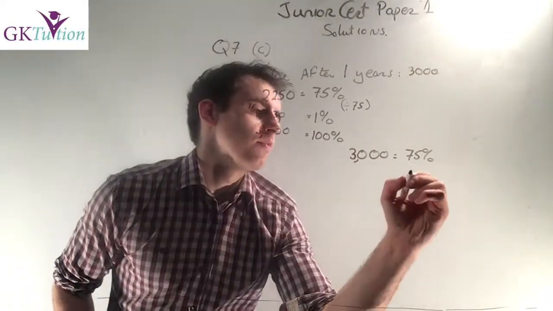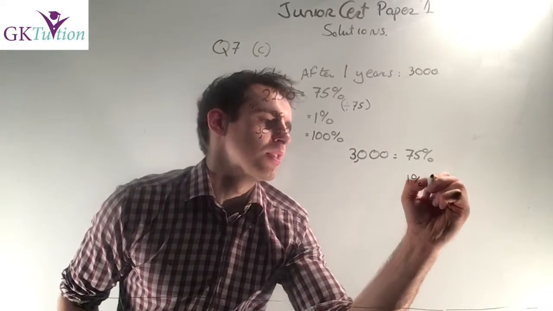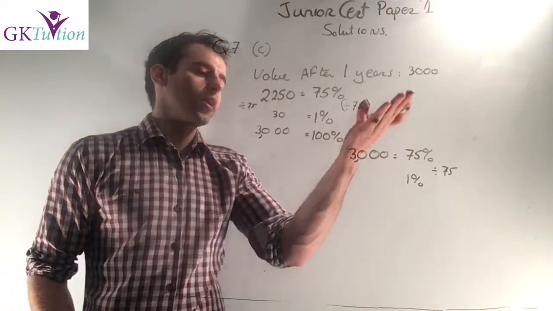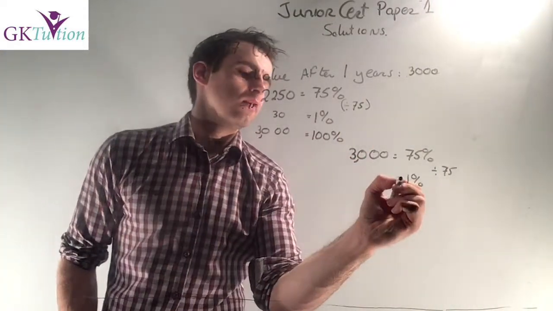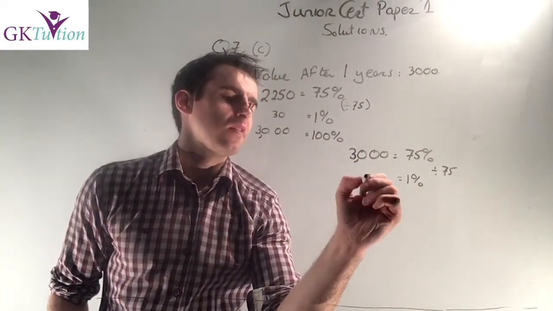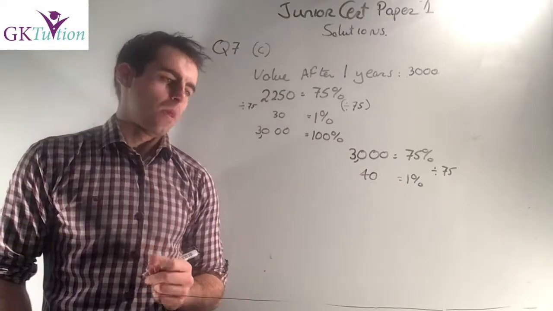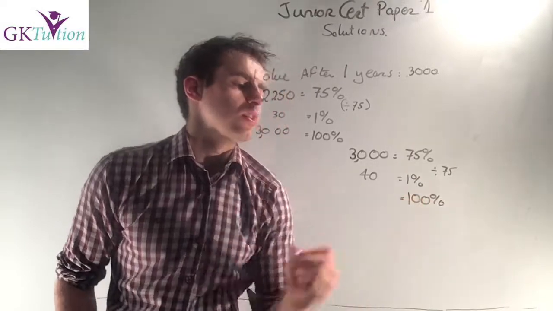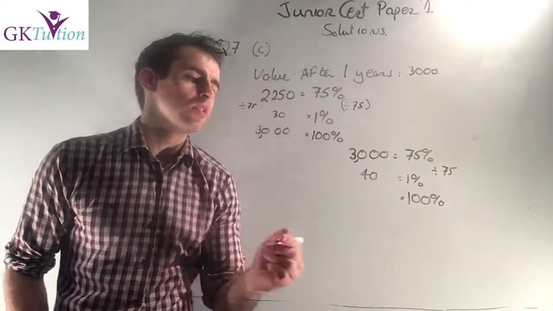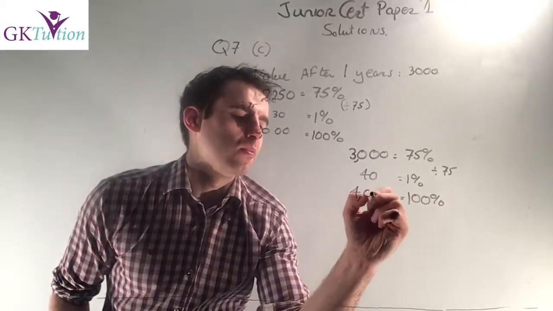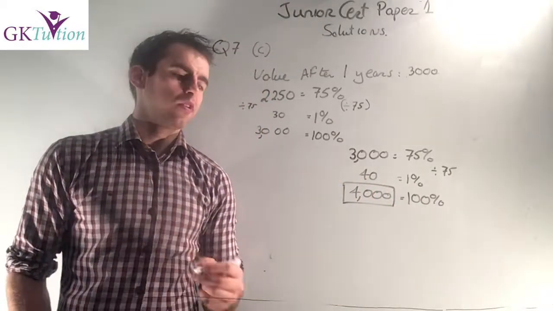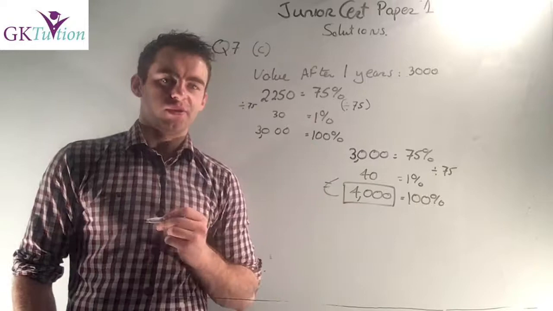So if I get 75%, I want to go to 1%, so I'm going to divide both sides by 75. If you divide the right hand side by 75, you get 1. If you divide the left hand side by 75, you get 40. I don't want 1% of the original value, I want 100% of the original value, so I multiply both sides by 100. That means that the computer must have been worth €4,000 originally. The original cost of the computer was €4,000.